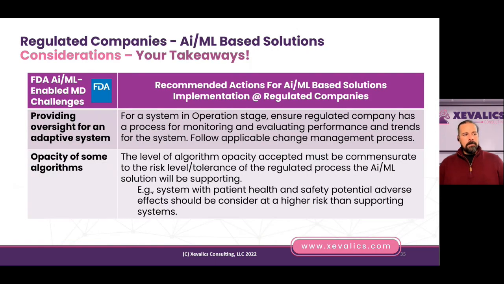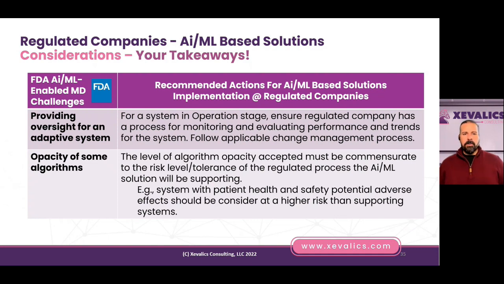Okay, so let's take a look at some takeaways and considerations, right? Based on the learning that we have been seeing of areas of concern or challenges from the FDA, we can have some recommended actions for AI machine-based solutions implementation in regulated companies. The first one is providing oversight for an adaptive system, right? For the system in operation state, ensure the regulated company has a process for monitoring and evaluating performance and trends for the system, and then follow the applicable change management process.